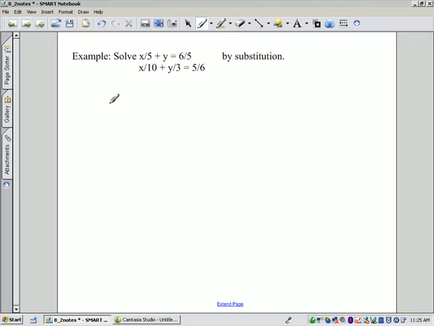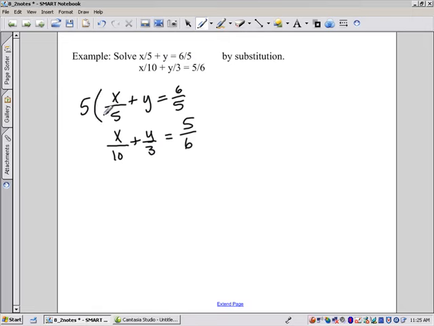Here's one to solve. It is a little bit harder than most, probably because it has fractions. x over 5 plus y is equal to 6 over 5, and x over 10 plus y over 3 is equal to 5 over 6. So the best way to solve this is to eliminate the fractions. And so the first equation we can multiply through by 5. In the second equation, the common denominator between 10, 3, and 6 would be 30.